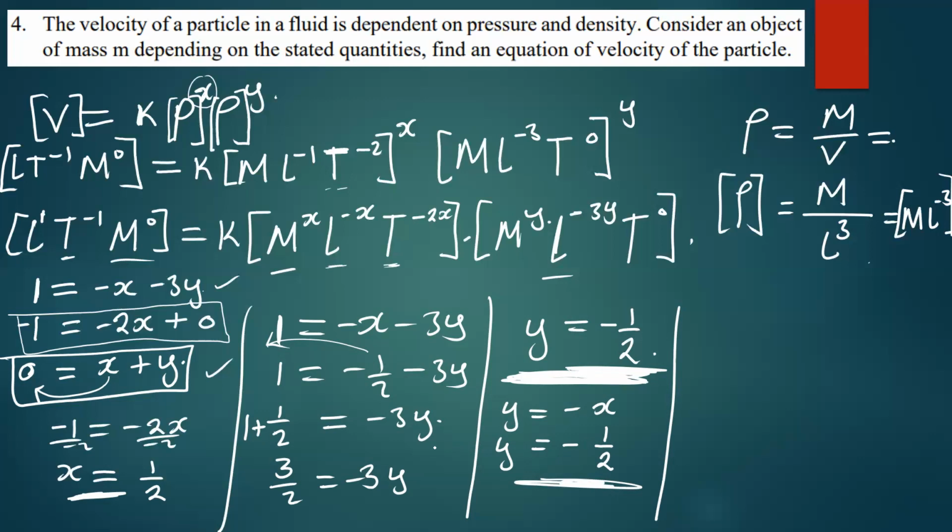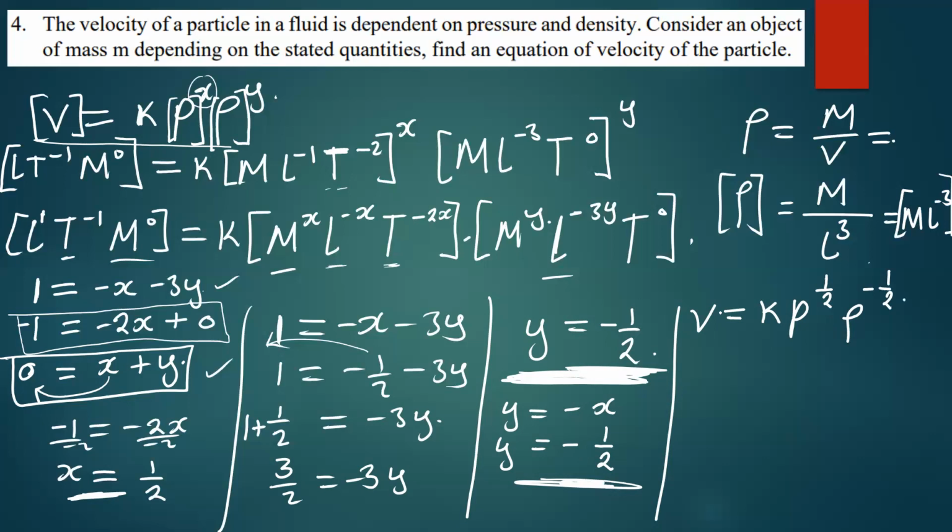Yeah, so we have found the values of x and y. So we just have to replace them there to get the equation we're looking for. So the equation will therefore be V is equal to K, and then we have the pressure raised to the power x. So the value of x is half, and then the density is raised to the power negative half. So we put that.